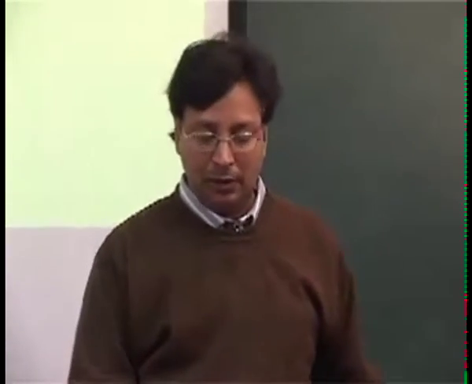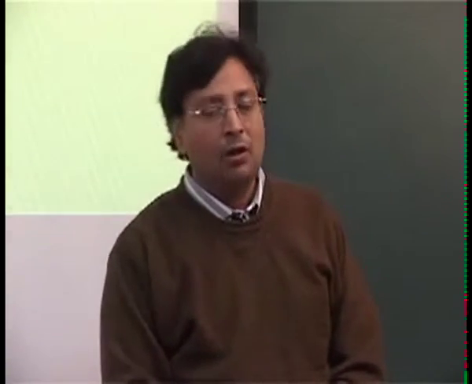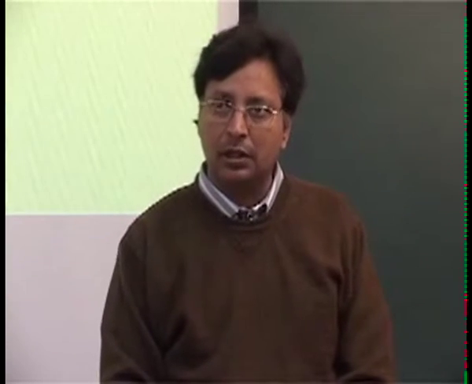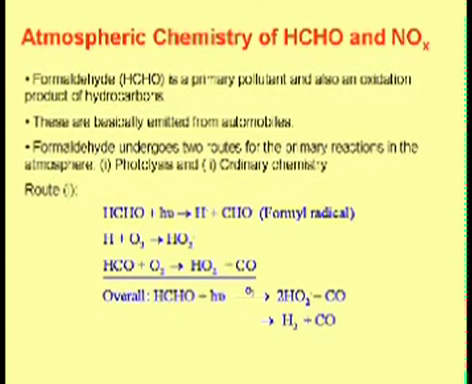So there is another example of atmospheric chemistry coming up, formaldehyde. Formaldehyde is a very important pollutant. It is directly emitted from automobiles and from combustion processes, largely from petrol-driven vehicles. Maybe we'll see why HCHO comes from petrol-driven vehicles. This HCHO is again pretty reactive. Formaldehyde HCHO is a primary pollutant, and to some extent also a secondary pollutant formed in the atmosphere. These are basically emitted from automobiles.